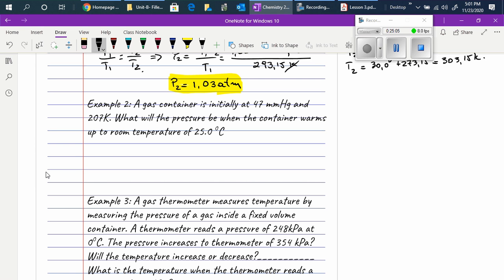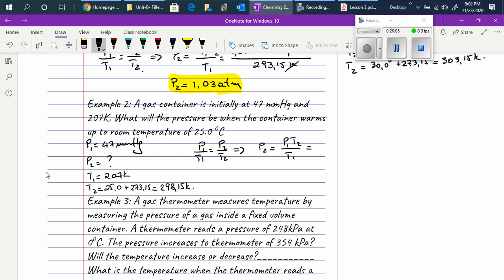Now, the next example says that a gas container is initially at a pressure of 47 mmHg, and what will the pressure be? So P2 is, if the temperature goes to room temperature, from T1 of 207 Kelvin to T2 of 25 degrees Celsius, which is room temperature, plus 273.15 to convert it into Kelvin, which is 298.15 Kelvin. So now we start with P1 over T1 equals P2 over T2. And from here we find P2.